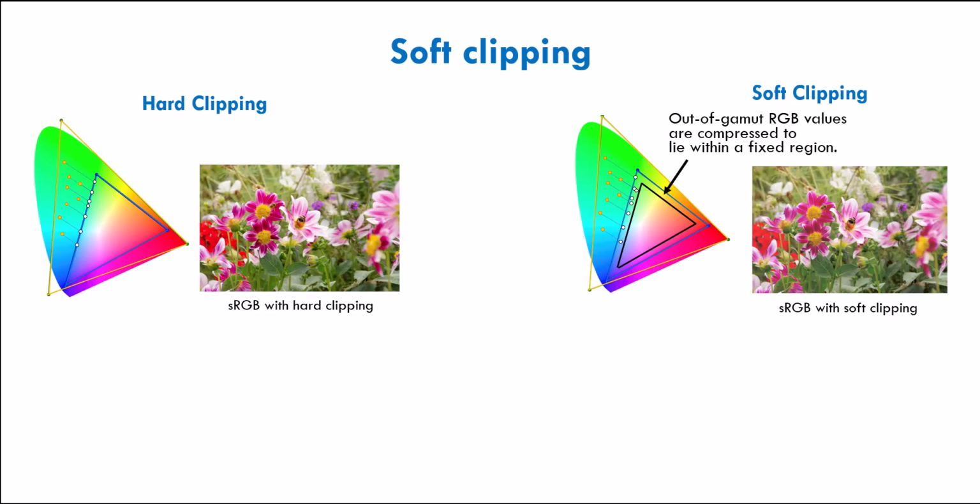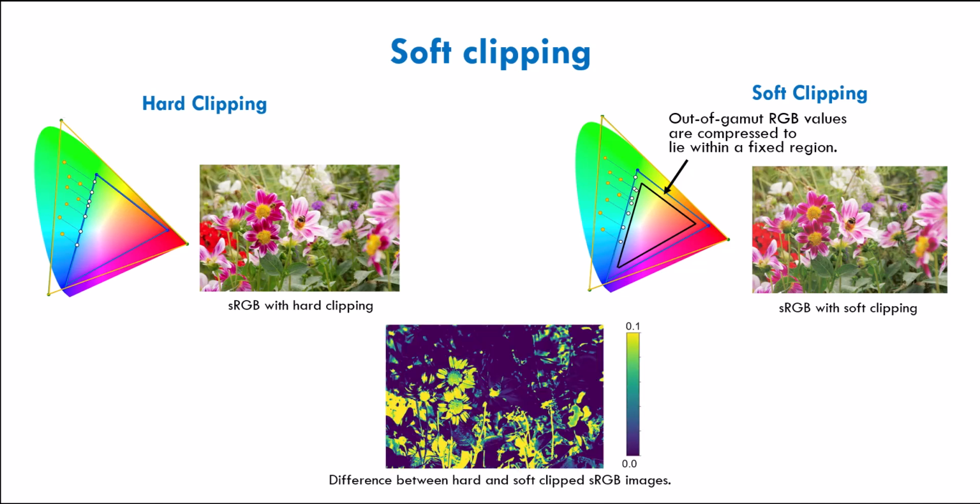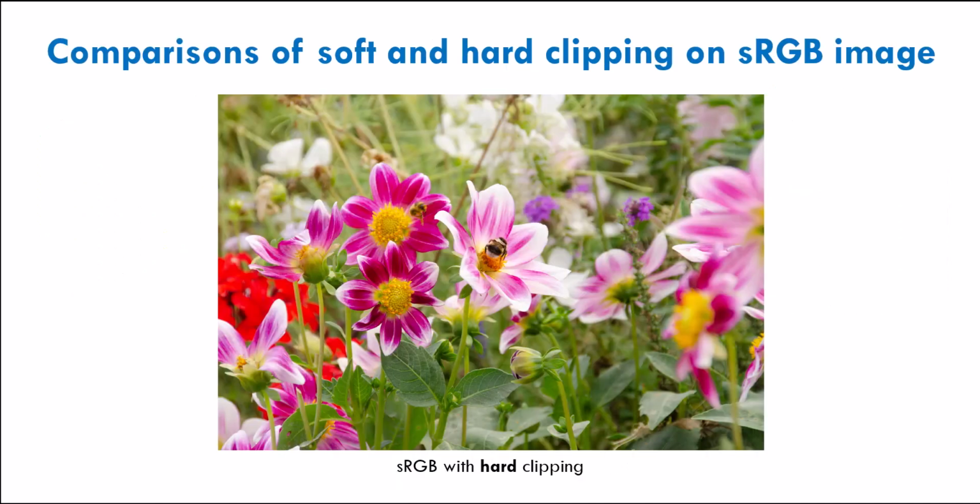We compare our work to soft clipping, an alternative to hard clipping. Soft clipping compresses out-of-gamut colors to lie within a dedicated region just inside the sRGB gamut boundary. Soft clipping, however, distorts the sRGB colors as shown in the error map. Because of this distortion, hard clipping is preferred over soft clipping.